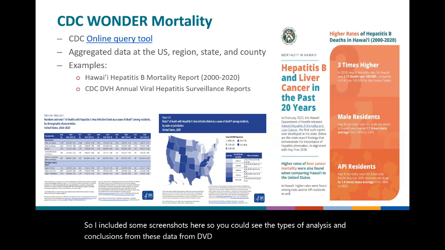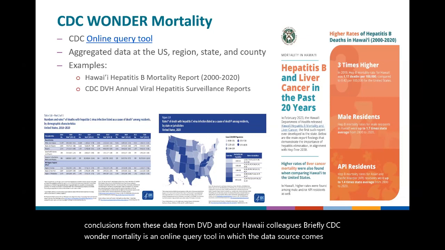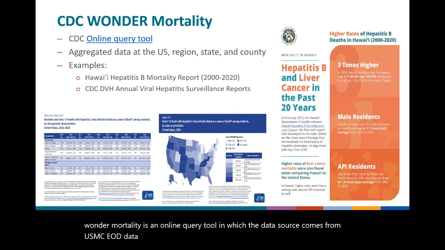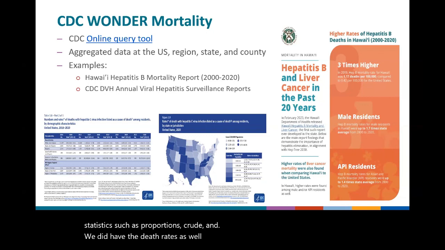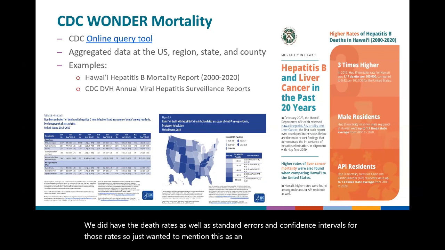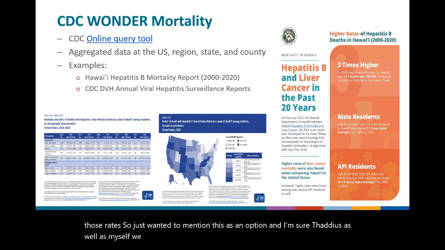Briefly, CDC Wonder Mortality is an online query tool in which the data source comes from US MCOD data. These data are aggregated, so they're not at the line level data. And you can perform easy state, national, or county level queries and output statistics, such as proportions, crude and age-adjusted death rates, as well as standard errors and confidence intervals for those rates. So just wanted to mention this as an option. And I'm sure Thaddeus, as well as myself, can definitely talk to you more about the specifics of CDC Wonder if you're interested in exploring it further.